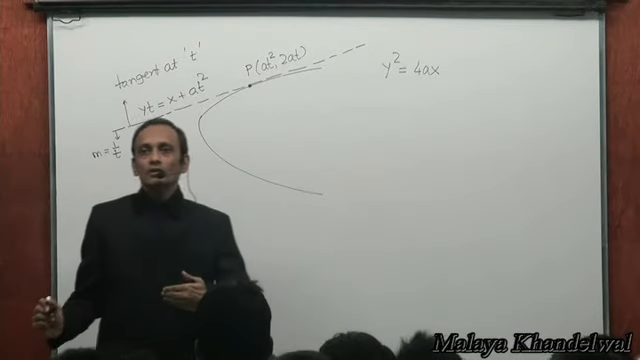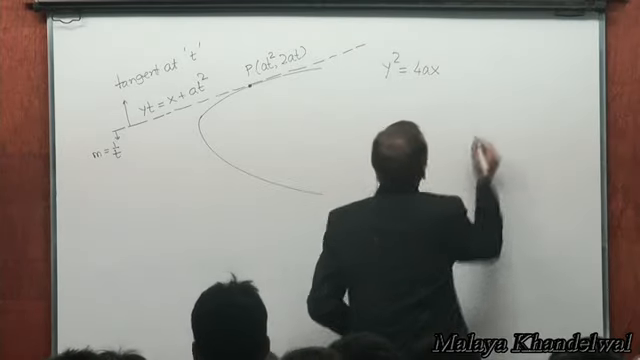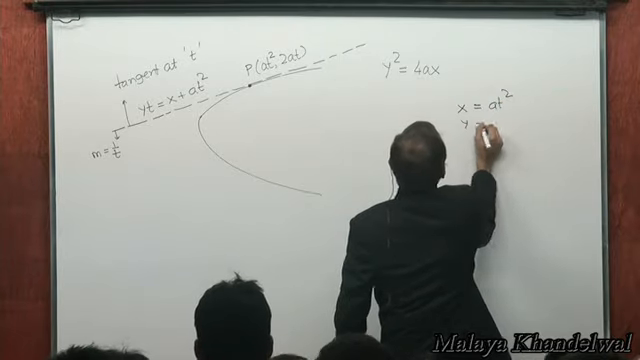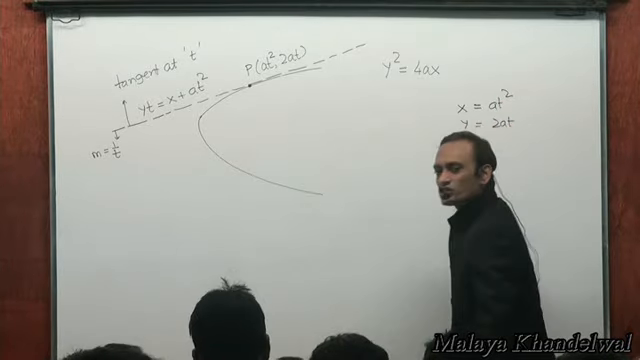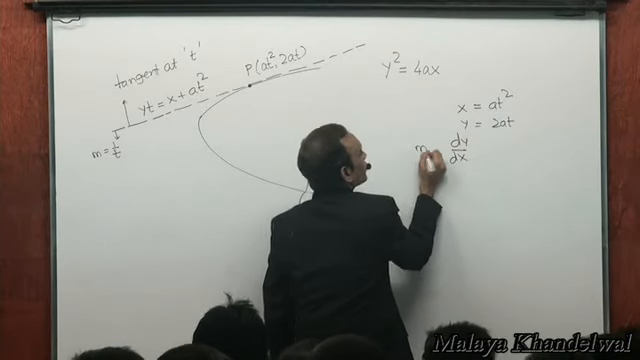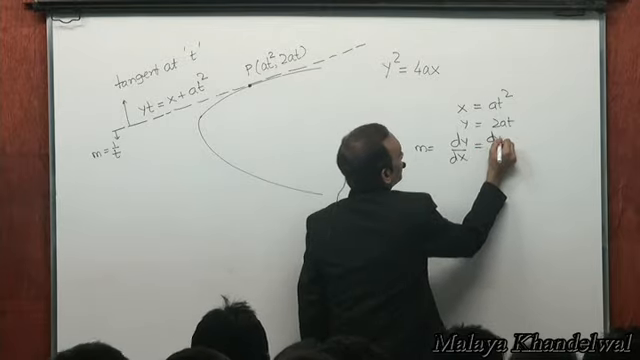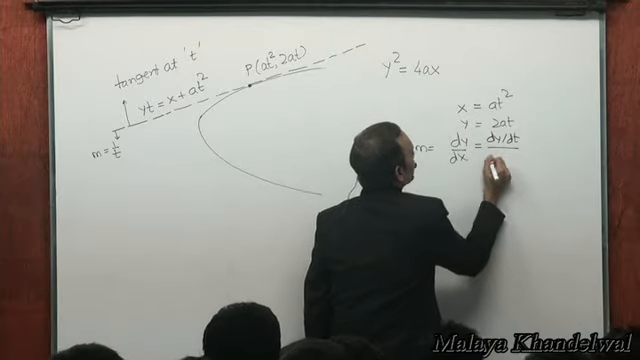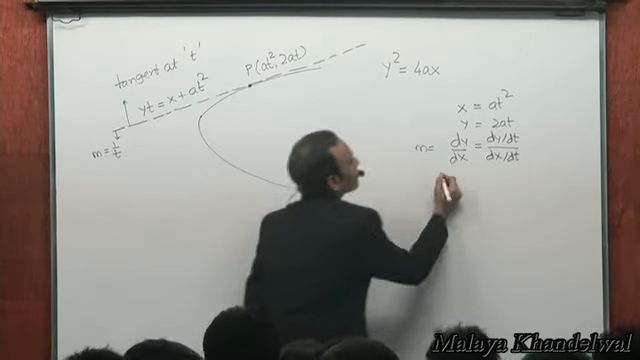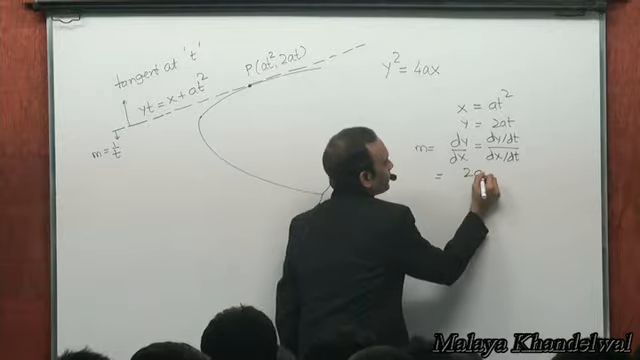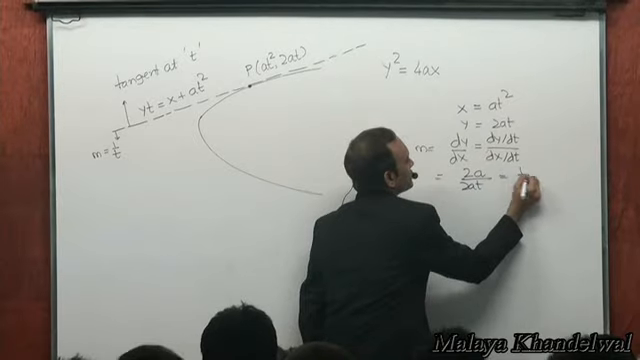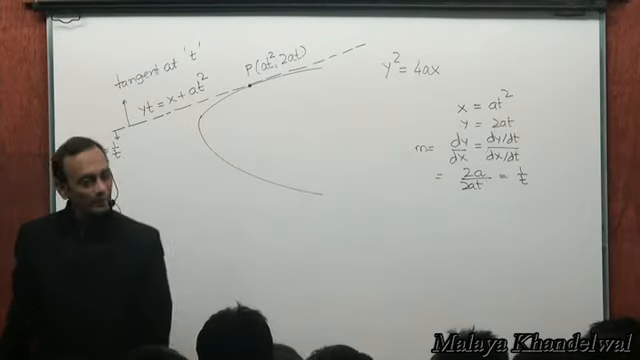In fact, we could have said x is at squared, y is 2at. One way to obtain the slope of the tangent would be to say dy/dx, which is equivalent to saying dy/dt divided by dx/dt, out of chain rule considerations, right? Here dy/dt is 2a and dx/dt is 2at. That's another way you could have obtained the slope of the tangent at any t, which is 1 by t.